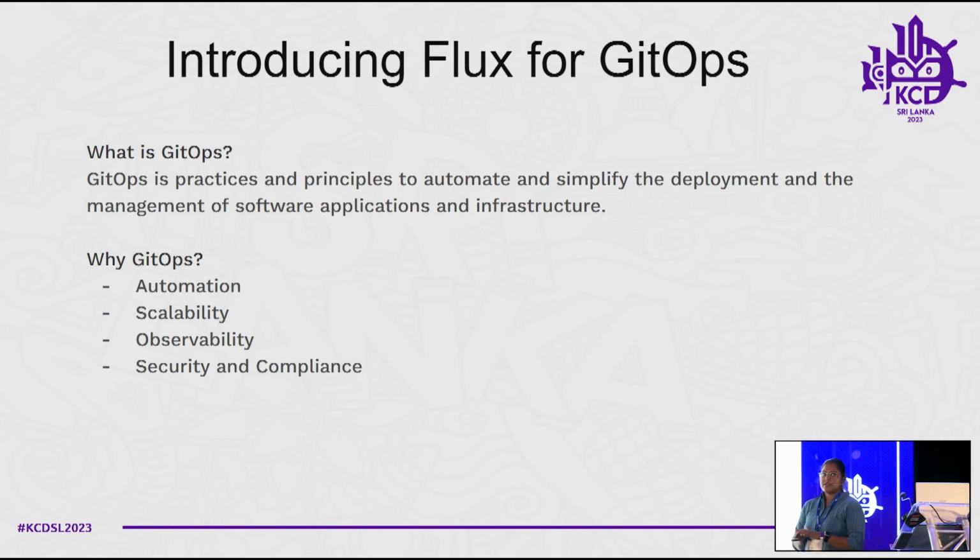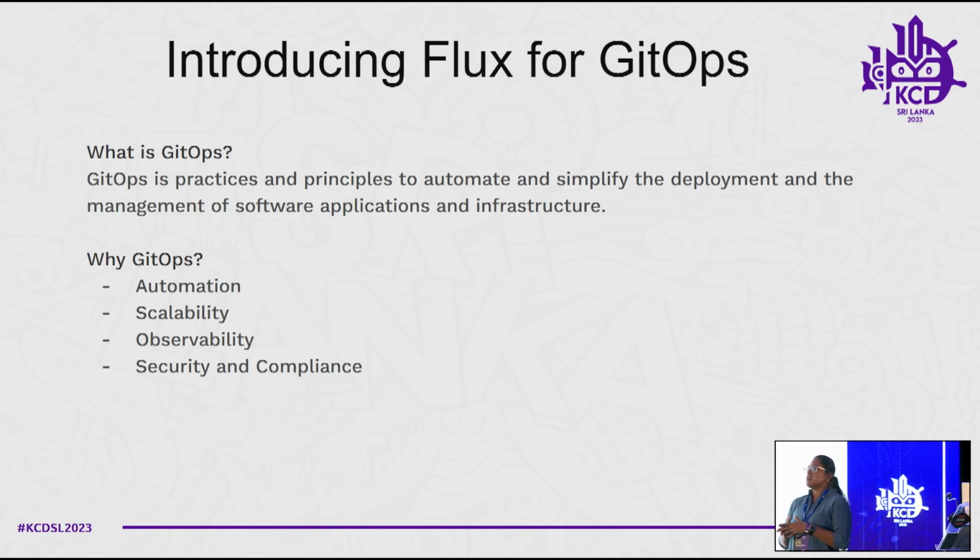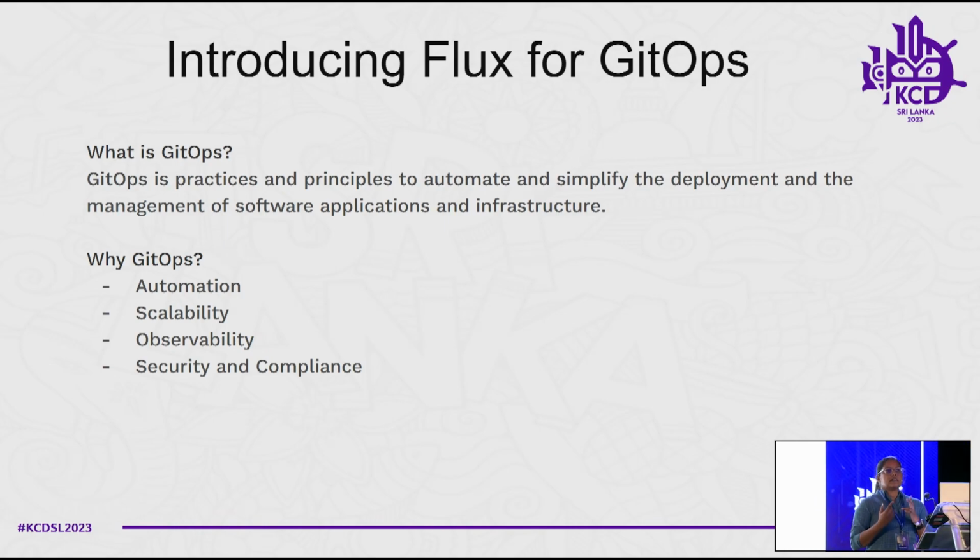So let's come to the next part, that is Flux Helm controller. Flux, then we have the question, what is Flux? So Flux is a GitOps tool. What is GitOps? So GitOps is some practices and principles to automate and simplify the deployment and the management of software applications and infrastructure. So with GitOps tools, we can automate the deployment.